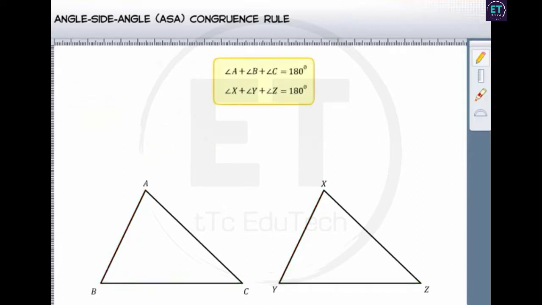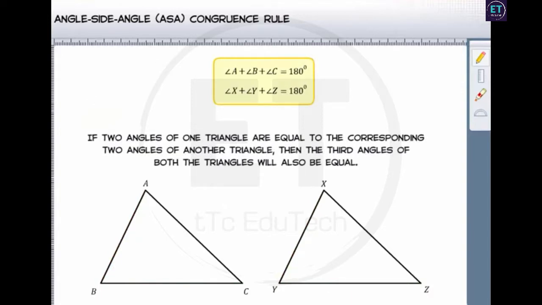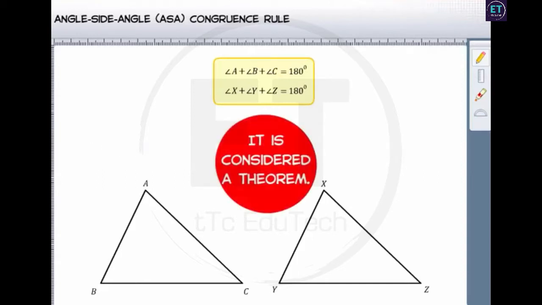We know that the sum of the three angles of a triangle is 180 degrees. If two angles of one triangle are equal to the corresponding two angles of another triangle, then the third angles of both the triangles will also be equal. Thus, instead of the included side, we may have any pair of corresponding sides equal. Thus, the ASA Congruence Rule is sometimes referred to as the AAS or SAA Congruence Rule. Since this result has been proved, it is considered a theorem.